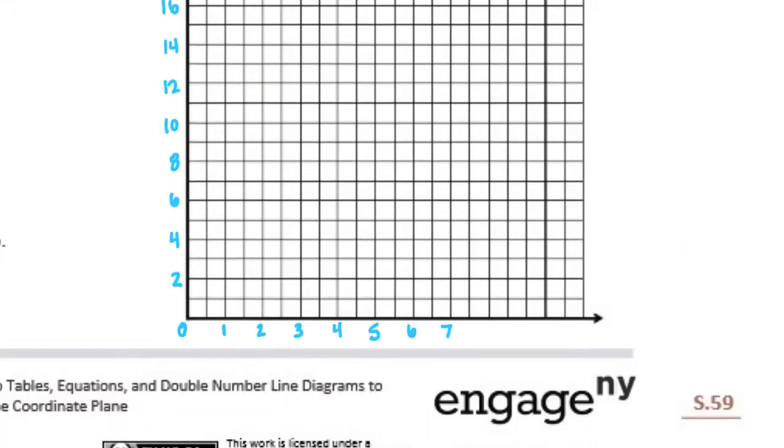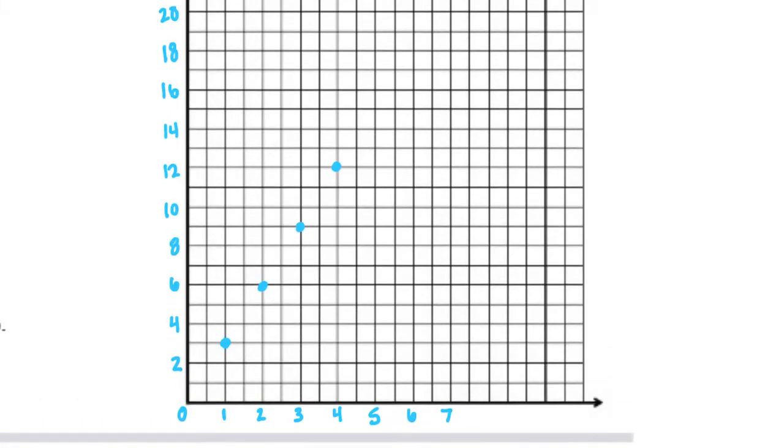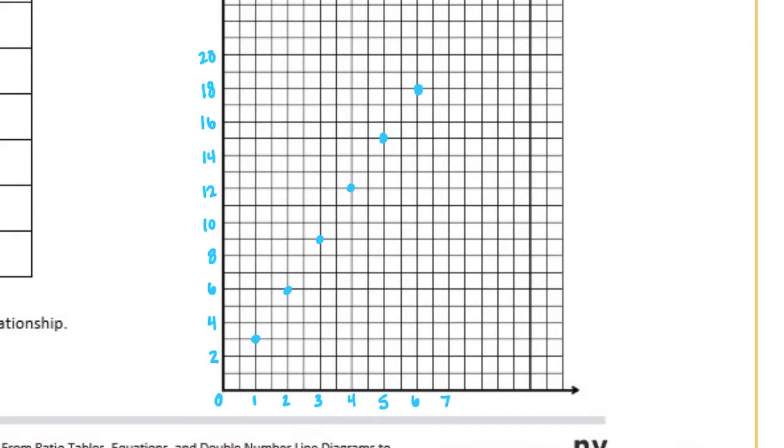So we had 1, 3, 2, 6, 3, 9, 4, 12, 5, 15, and 6, 18. So there is our graph that shows the relationship between the amount of sugar and the number of pies.